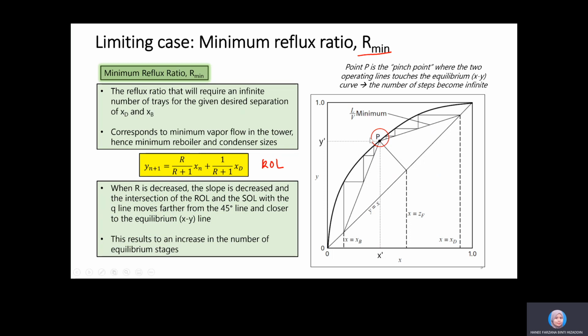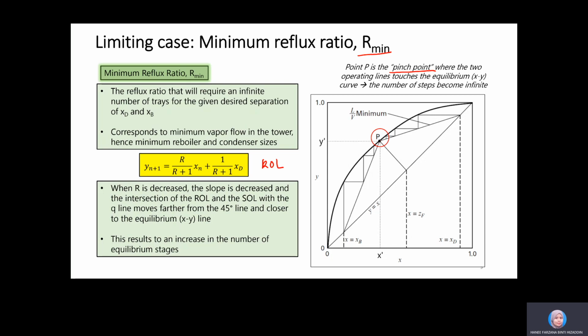So this point P here, when you reduce the R further and further up until you touch the equilibrium line, you will get to this point P here. So this point P is called the pinch point. So what is pinch point? So the pinch point is where the two operating lines meet the equilibrium line, the XY curve. So here is the maximum, I mean not the maximum, this is the limit already.